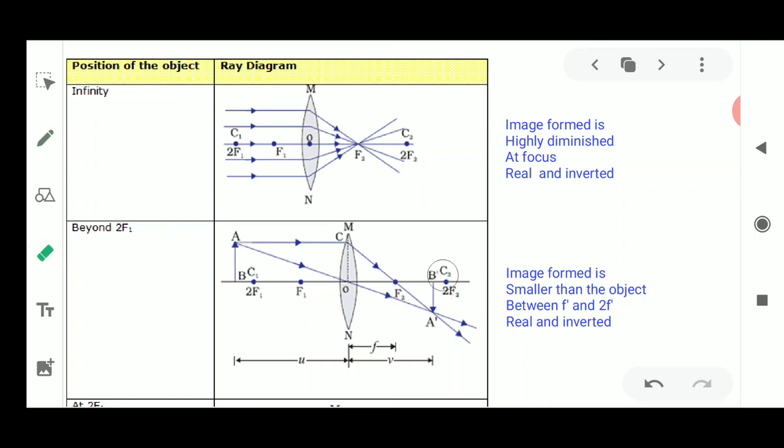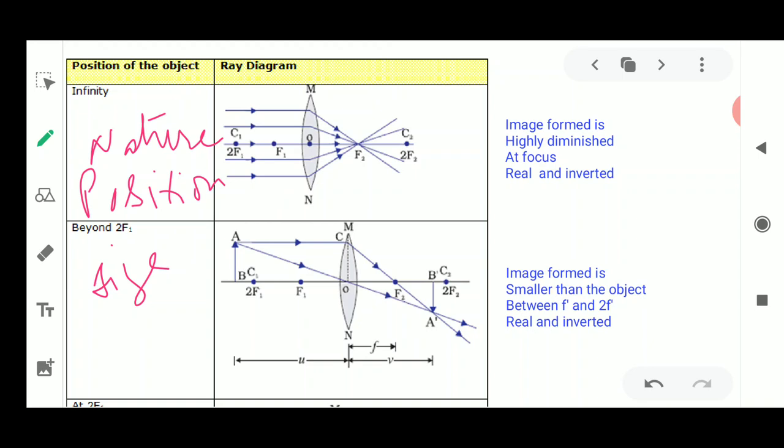Okay, so we need to write three things about the image formation: the nature, the position, and the size of the image. These three things we always have to write for each and every ray diagram. So please remember, for the nature, we have to say whether the image is real or inverted. For position, we need to say at what point the image is formed: at focus, between center of curvature, or between f and 2f. And what is the size? It is diminished, or enlarged, or smaller than that of the object.